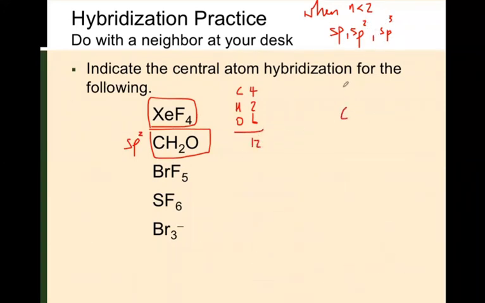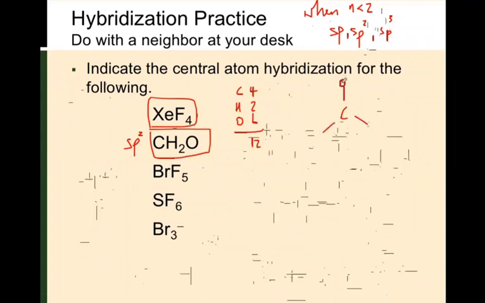Draw a bit of a skeleton. So just draw it out like this. Carbon is our least electronegative atom, which isn't hydrogen.